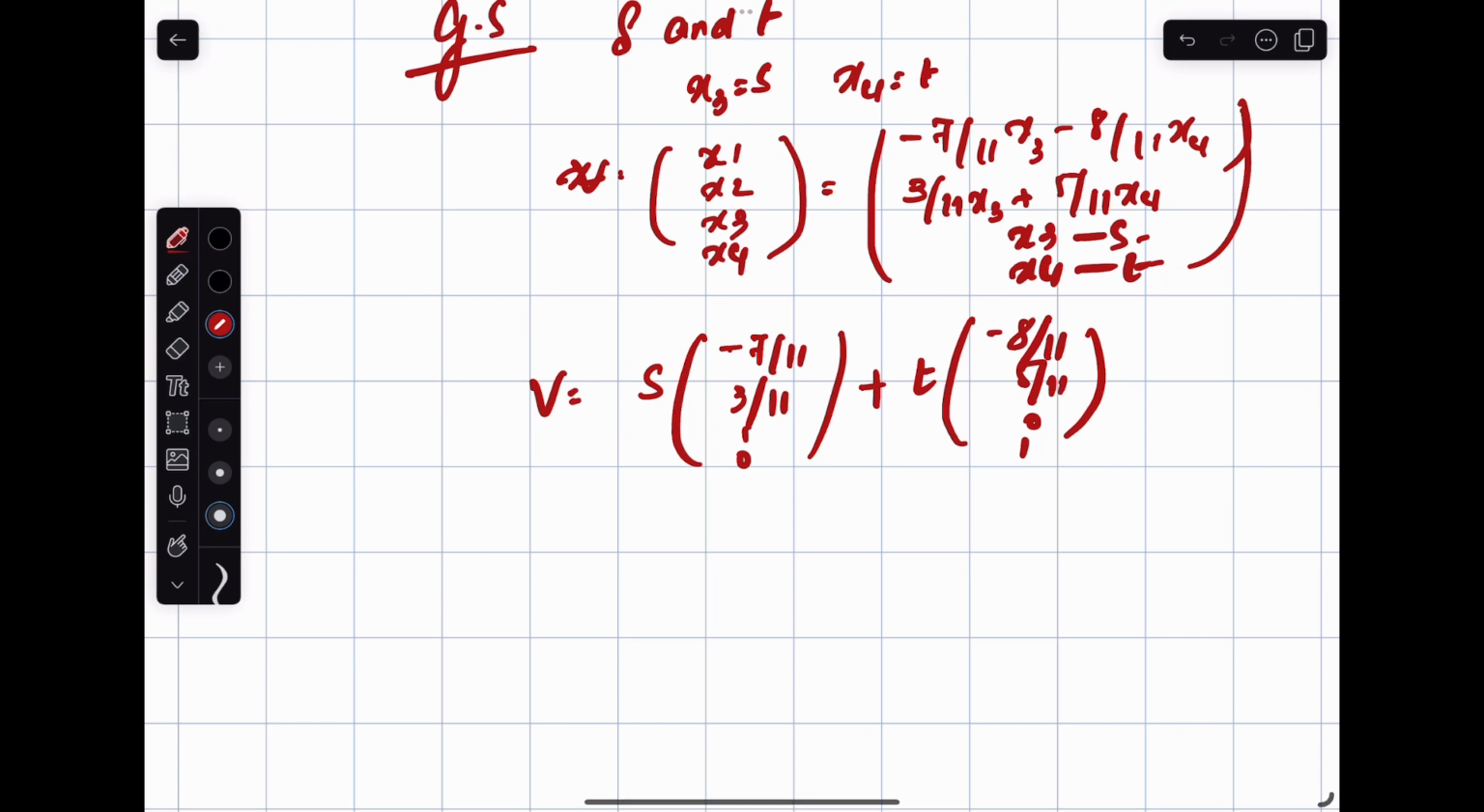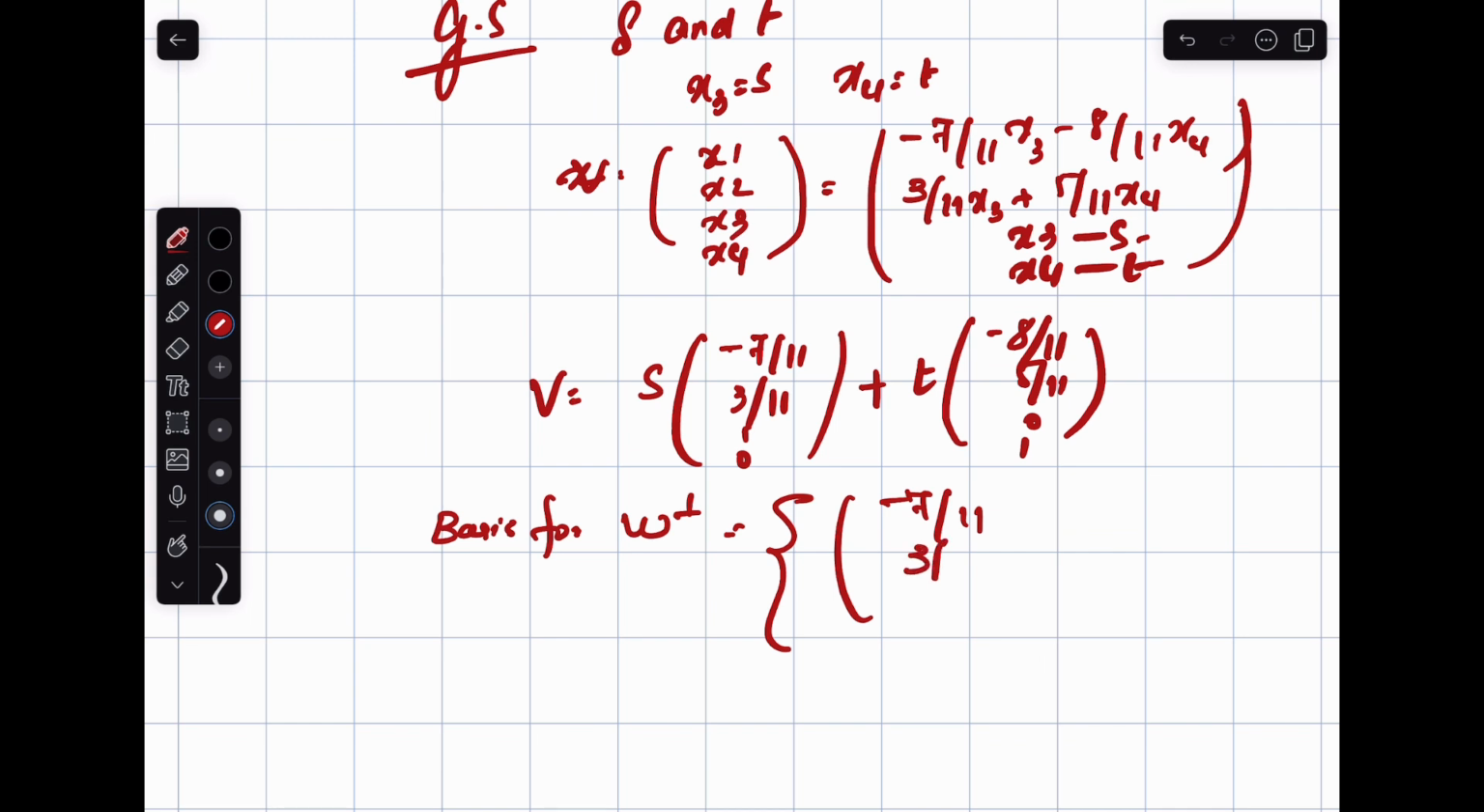Now we have the answer, and we have to write the basis for W perp. What is a basis? It is a set of two or more vectors. So the basis for W perp is nothing but the vectors we got.